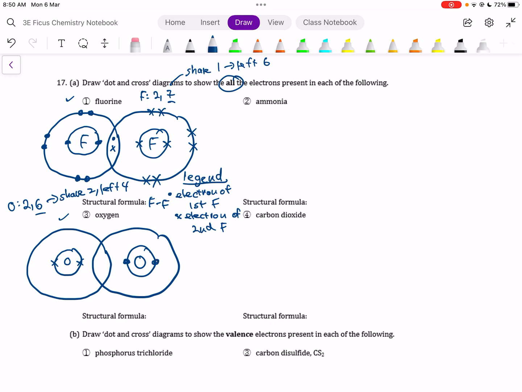When I share 2, I'll put cross, dot, cross, dot, in an alternating fashion. The remaining 4 I put at the 12 and 6 o'clock positions. Then you check whether there are 8 around or not. So 1 2 3 4 5 6 7 8. You don't have to write the 1 to 8, I'm just checking. Let me erase in case it confuses you. Then there's sharing of 2 electrons, so O double bond.